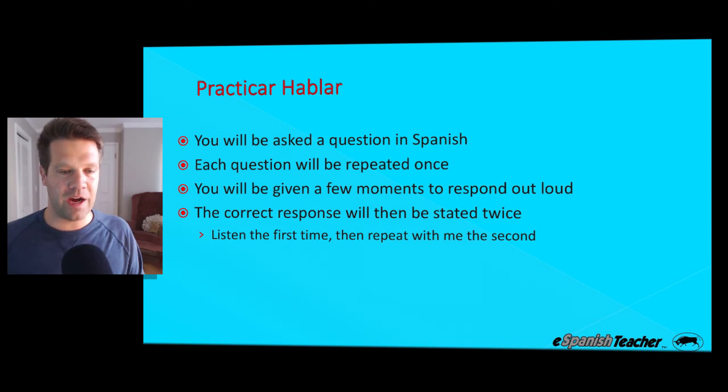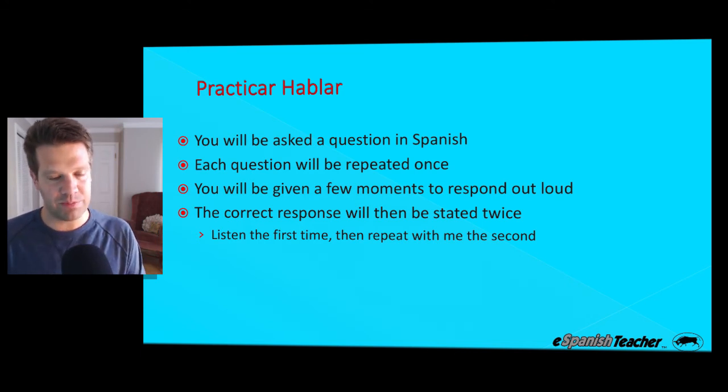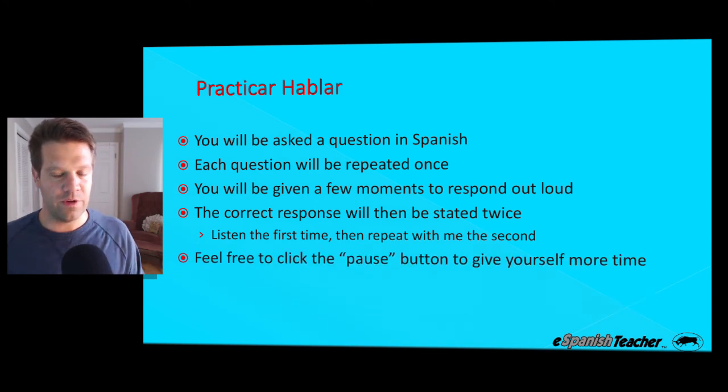Then you can unpause the lesson, and I will come back in and give the correct response 2 times. You should listen to my response the first time and then try to repeat or mimic with me the second time I give the correct response. Feel free again to pause the slide at any moment if you need more time to formulate or write down your response. That's really, really helpful.